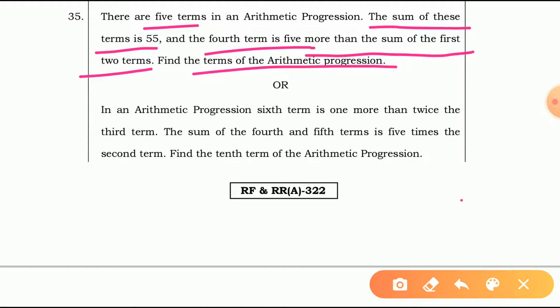Our next question is like this. In an arithmetic progression, the sixth term is one more than twice the third term.